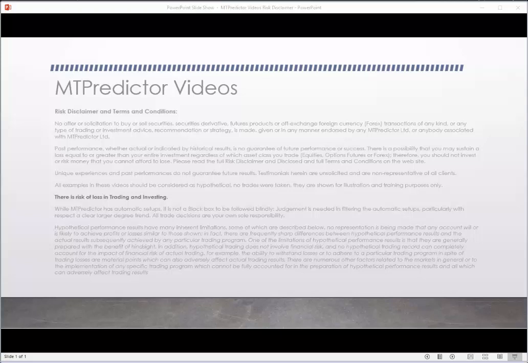In today's MTPredictor video, I would like to look at how to potentially catch the end of a 5-wave sequence and the additional checks we have to do for that.